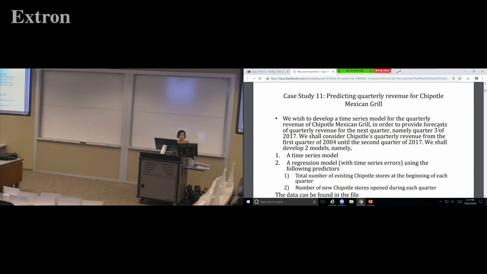We're going to develop 2 models. When looking at this data set, we're going to develop a time series model, one that you would have developed before you walked in here today. And then the second model we're going to look at is a regression model with time series errors. And we're going to use the following predictors in that regression model. We're going to use the total number of existing Chipotle stores at the beginning of each quarter, and the number of new Chipotle stores opened during each quarter.